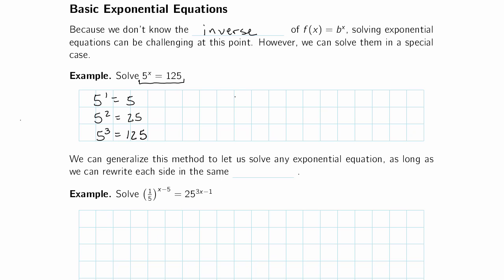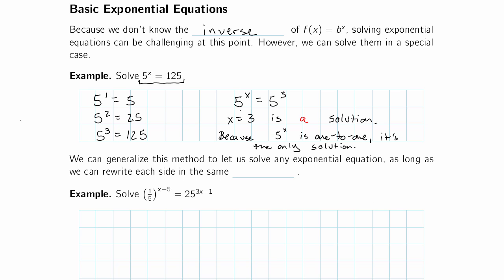So this says 5 to the x is 5 to the third. And so we know that x equals 3 is a solution, right? Because if we plug in 3 for x, that equation is true. And because the exponential is 1 to 1, we know that it's the only solution. So we get just x equals 3 is the only solution to that equation.